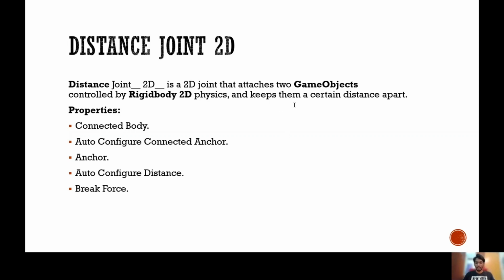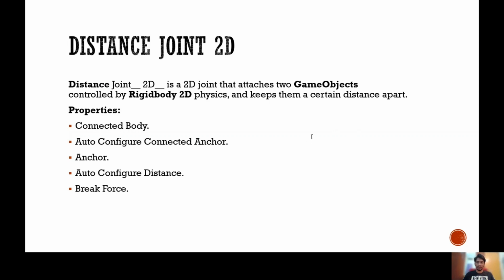Connected rigid body. This field specifies the other game object that the distance joint connects to. If this is left as none, the other end of the distance joint 2D is fixed at a point in space defined by the connected anchor. Auto configure connected anchor: if you enable this, you don't need to complete the connected anchor fields.